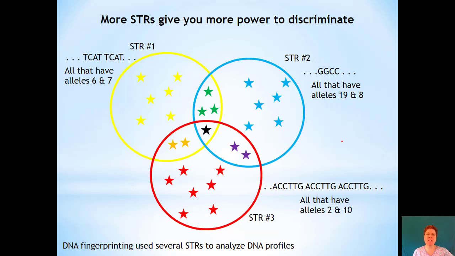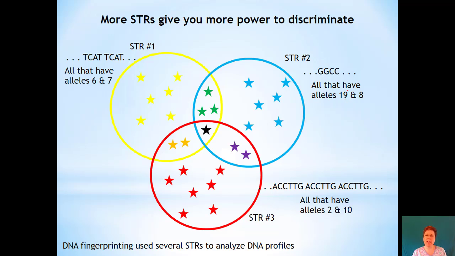So this is an example using a Venn diagram. So let's say we use the TCAT repeat. We're looking for someone who has a 6 and a 7. So let's say our crime scene DNA had a 6 and a 7 STR for TCAT. Right? All the individuals in that circle are a 6 and a 7. But that's not enough, though. There's too many suspects. Now we're going to add STR number 2, which is a GGCC repeat. And we're looking for an individual who has a 19 and an 8.